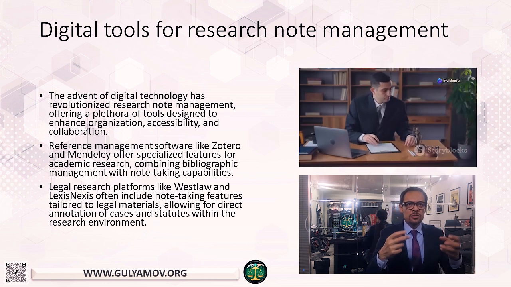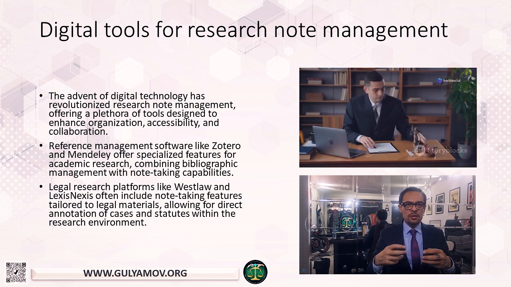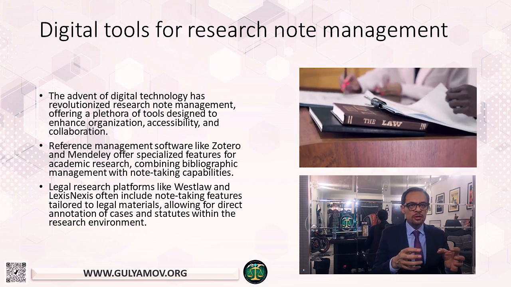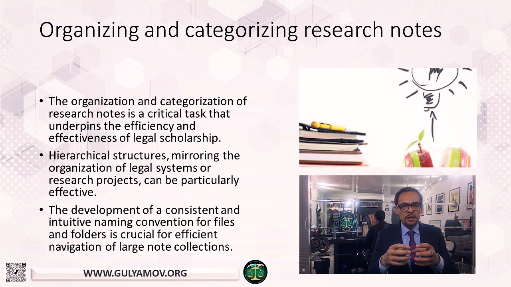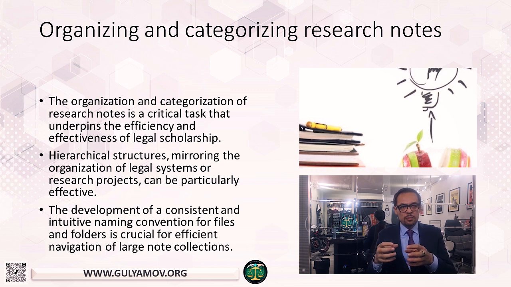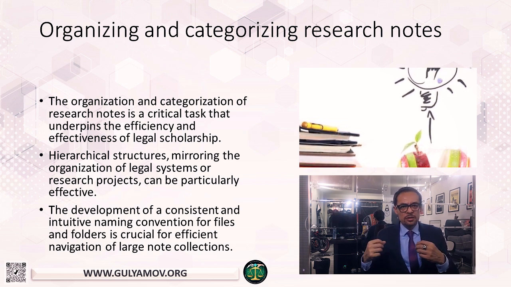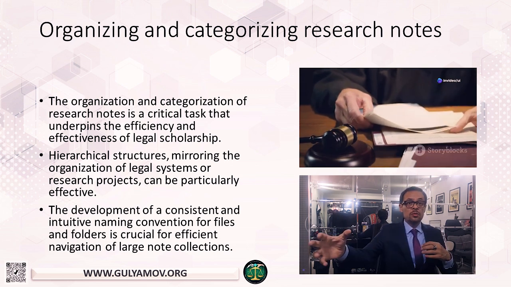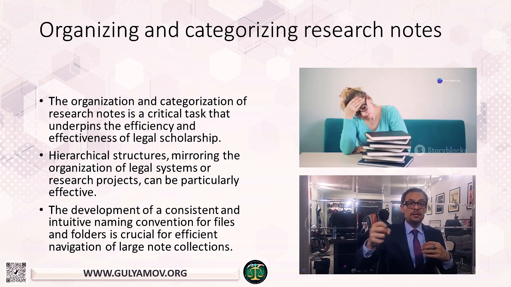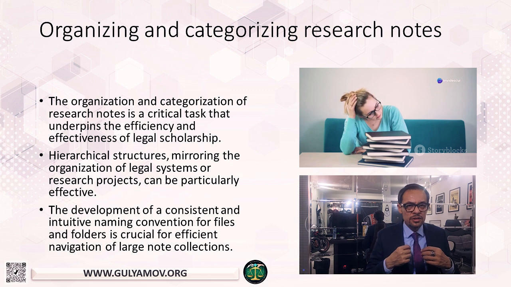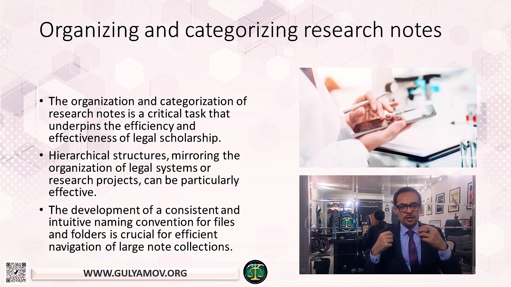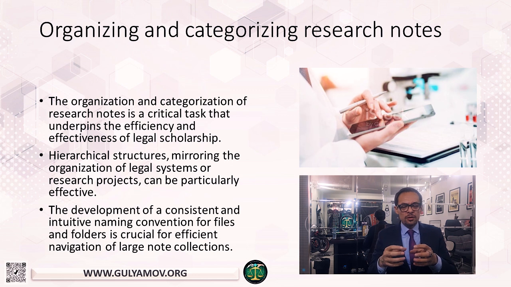The choice of digital tools should be guided by individual research needs, workflow preferences, and the specific requirements of legal scholarship. Organizing and categorizing research notes. The organization and categorization of research notes is a critical task that underpins the efficiency and effectiveness of legal scholarship. A well-structured system enables researchers to quickly locate relevant information, identify patterns and connections across sources, and maintain a clear overview of their research progress.